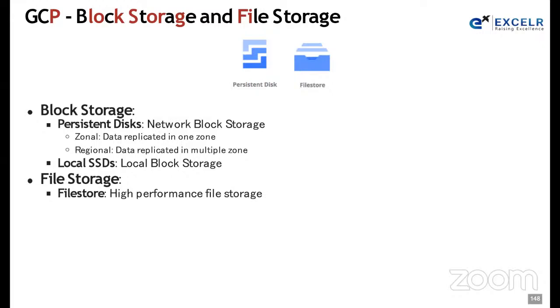The disk can be zonal in nature or it can be regional in nature, wherein your data is replicated in a particular zone where it is situated, and it can be regional as well. In that case, your data is replicated across multiple zones, and by doing that, you are going to get zonal redundancy. You also have local SSD, which is nothing but directly connected to the actual hardware of your virtual machine, which is local block storage. So let us go and explore more about it. Here is the link for it.